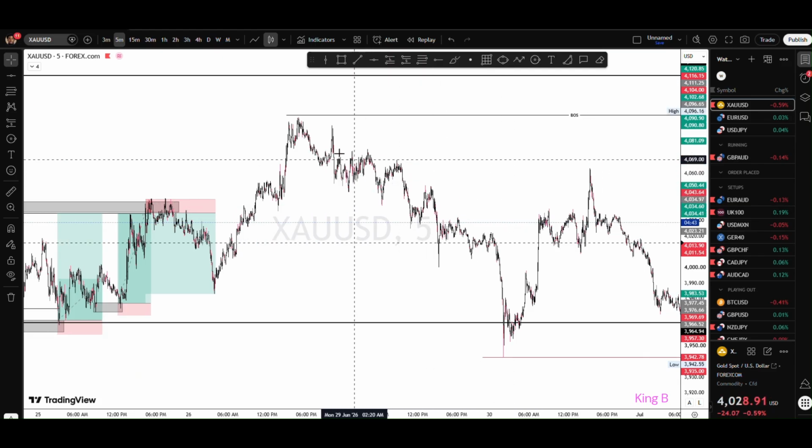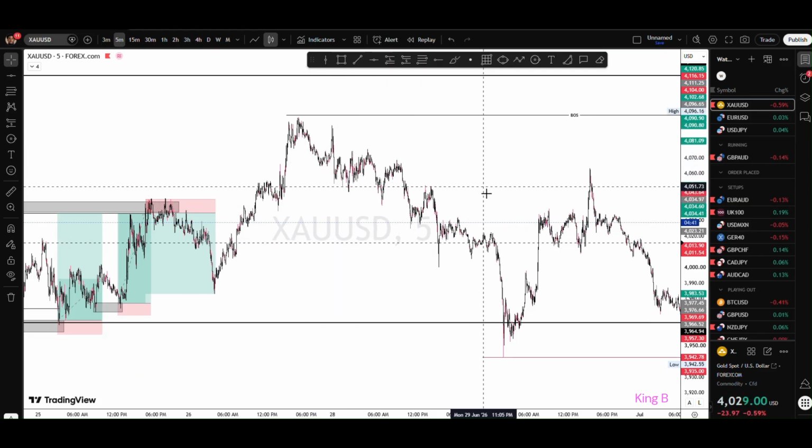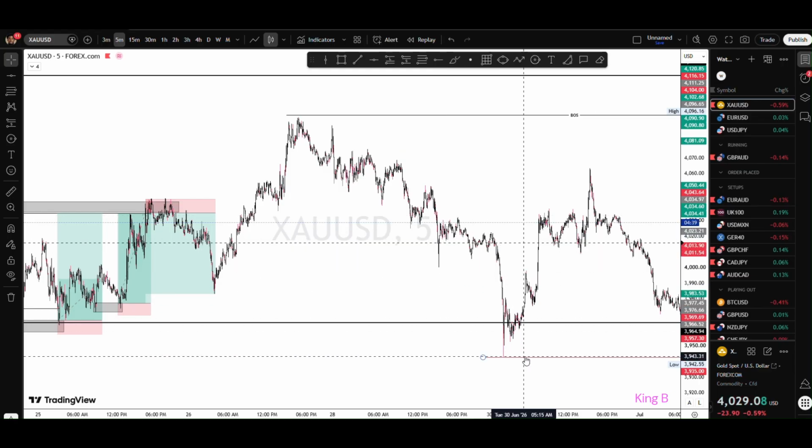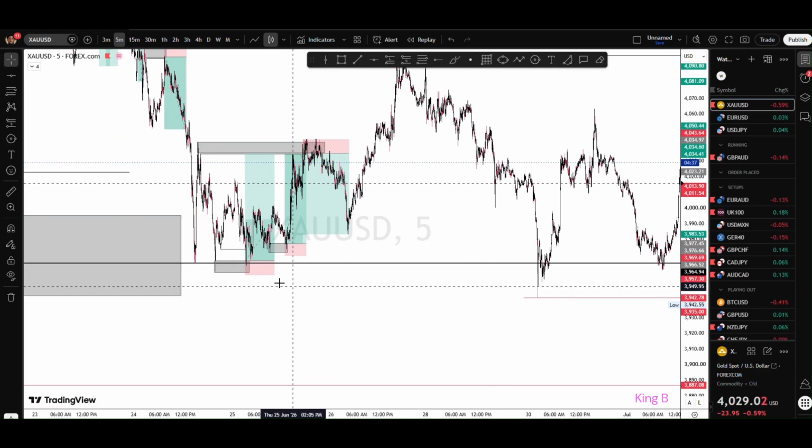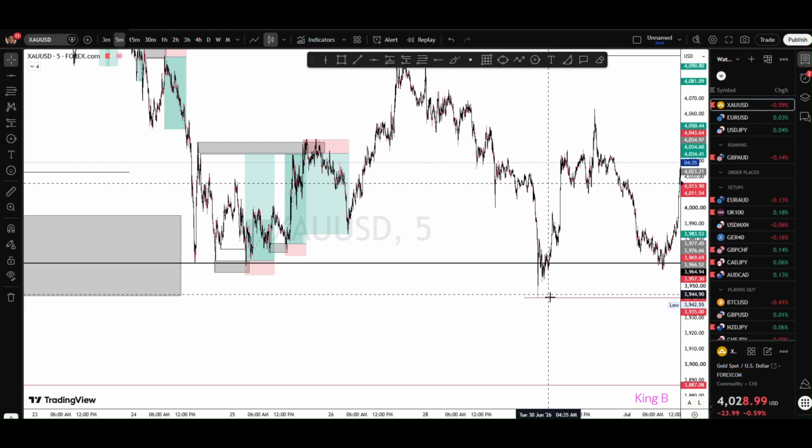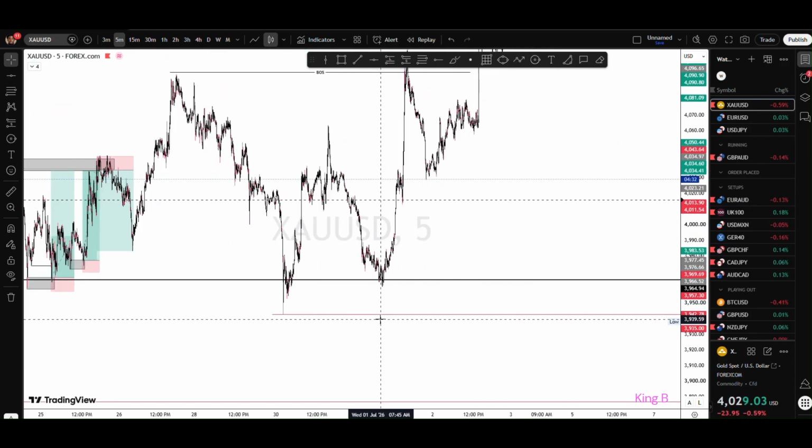So what do we wait for? Looking for this pattern. There was no entry anywhere here. There's no entry. Came down, took out this initial low that it created. Okay. Now what are we looking for? Let's see what the market is trying to do.